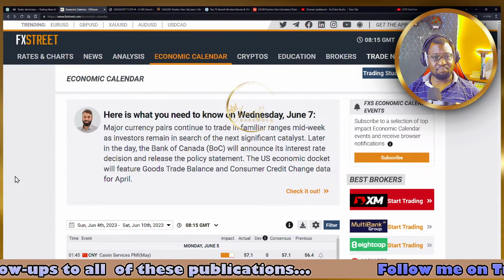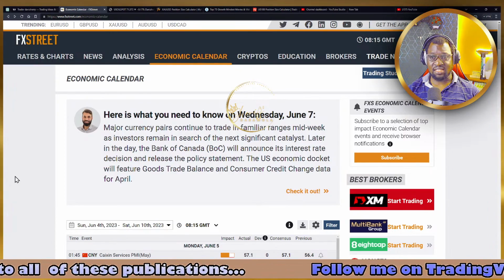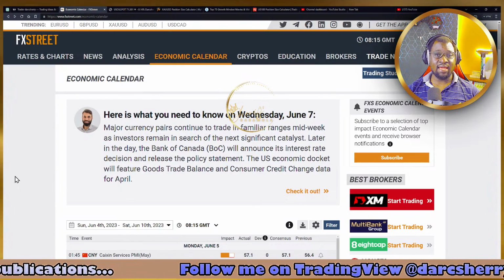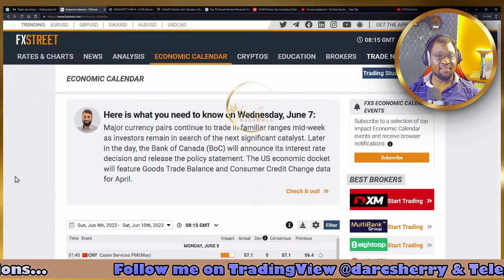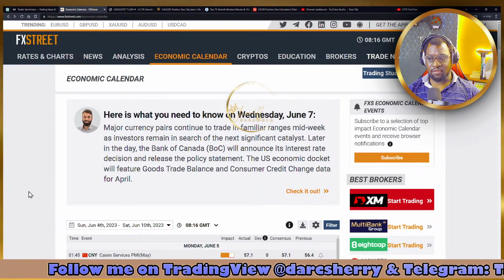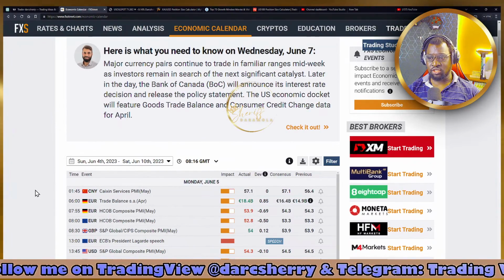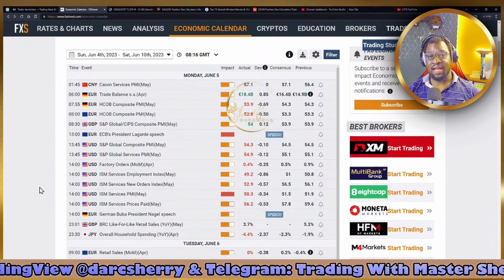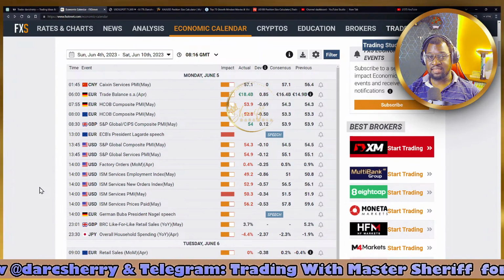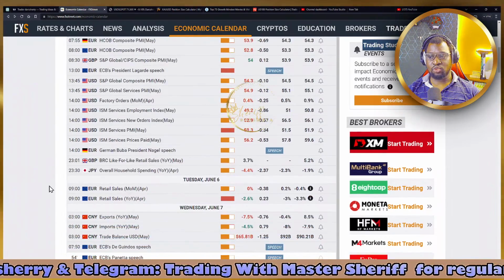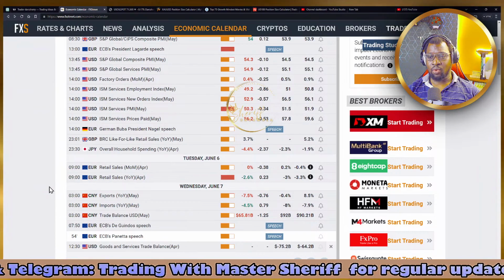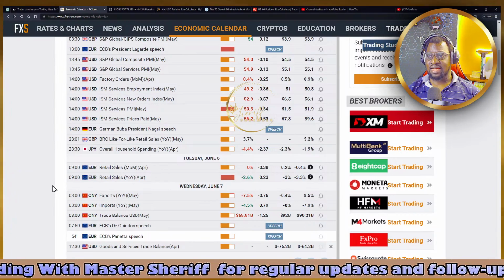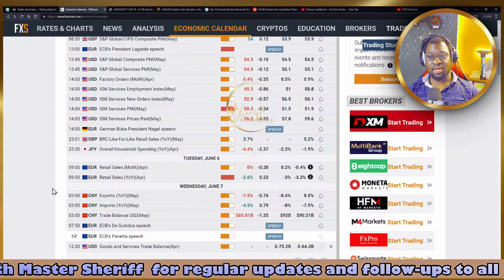Participants are still waiting for a catalyst that will drive price action. As a result of that, we want to check the economic calendar this morning to see if we can see anything that could help us to position ourselves ahead of the London and New York session. So you know how we do it. What we want to be looking out for are high impact events that will be affecting the US dollar, the Japanese yen, or the pound sterling. And for today, Wednesday, June 7, when we look at the economic calendar for high impact, there are no high impact events that will be affecting any of the pairs that we are looking at for today.